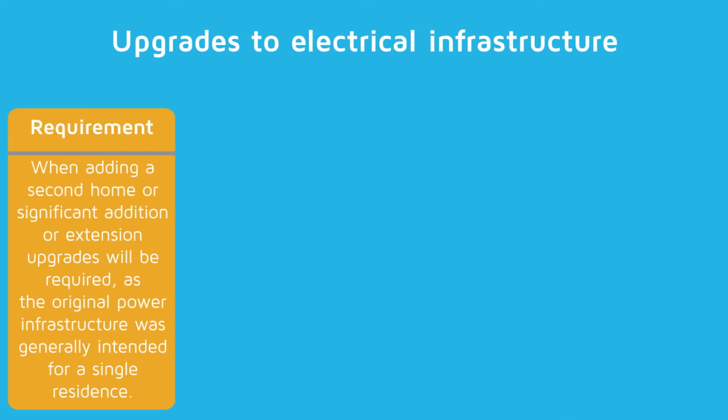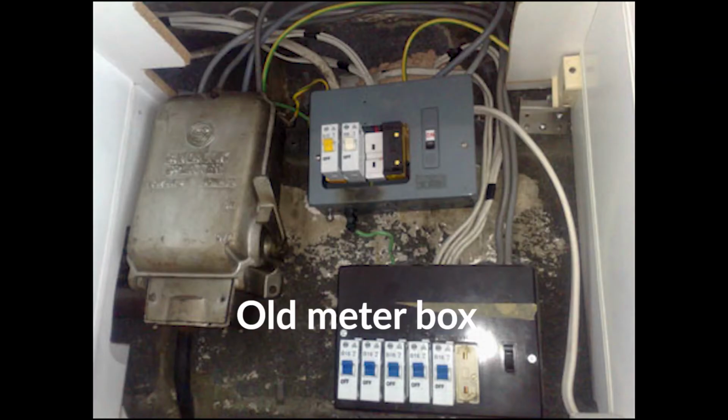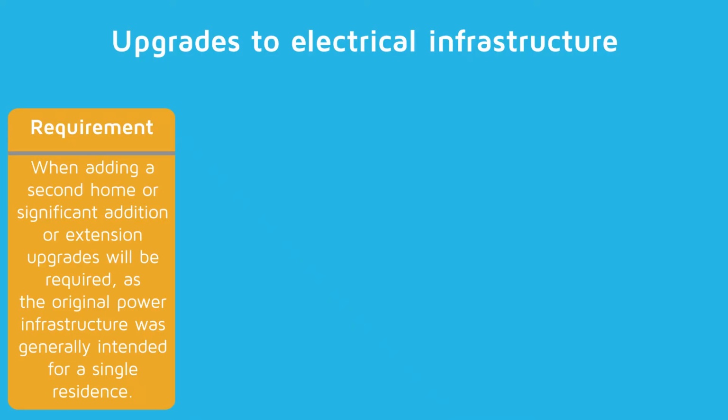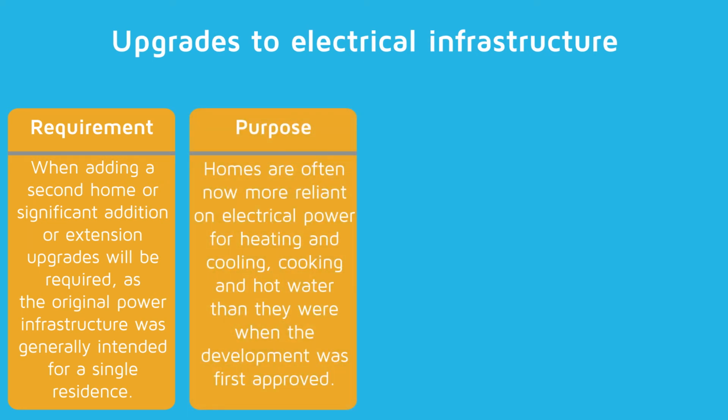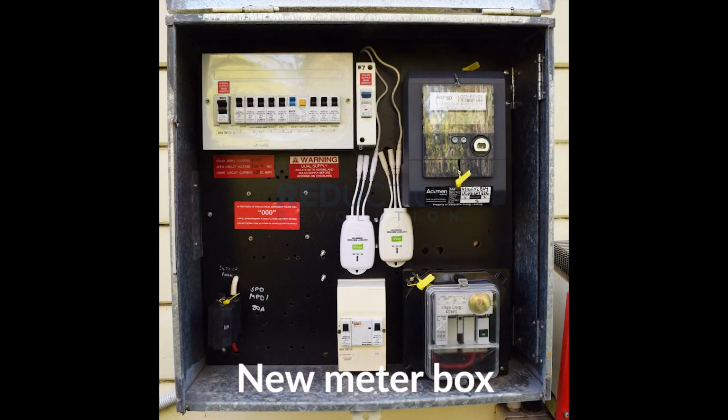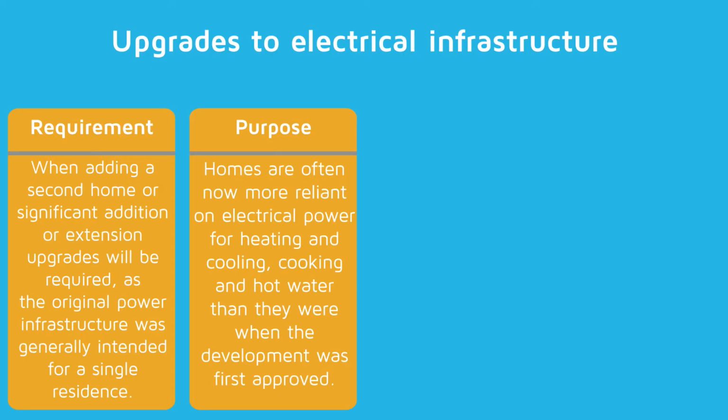Often when adding a second home or significant addition or extension, upgrades will be required, as the original power infrastructure was generally intended for a single residence. Homes are often now more reliant on electrical power for heating and cooling, cooking and hot water than they were when the development was first approved.